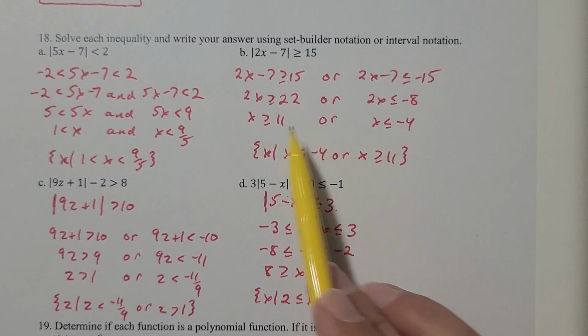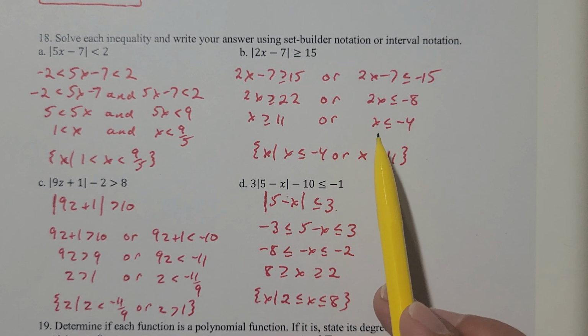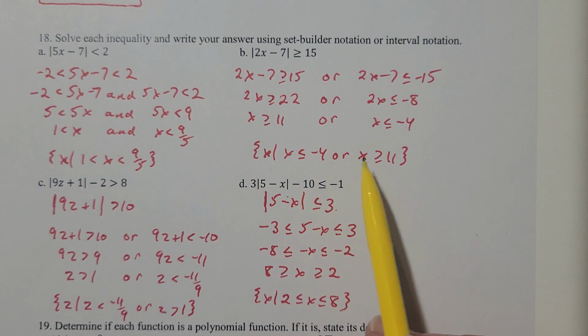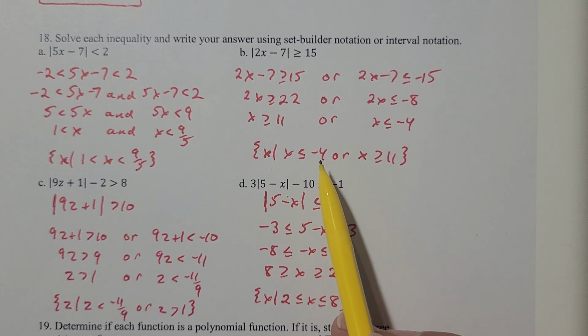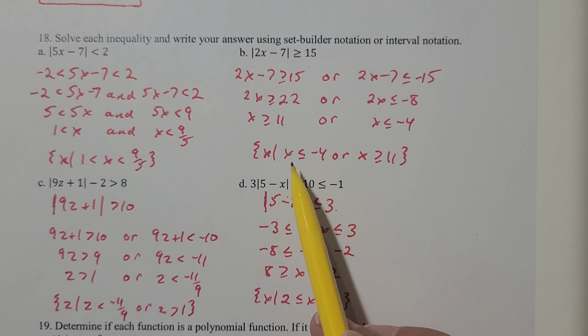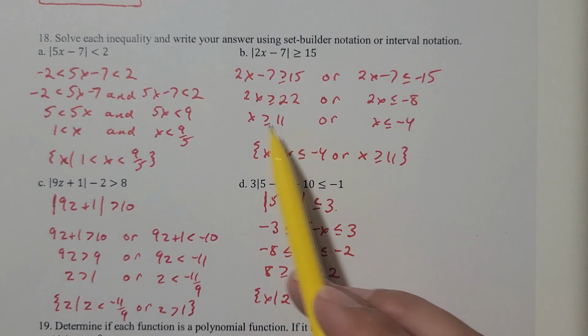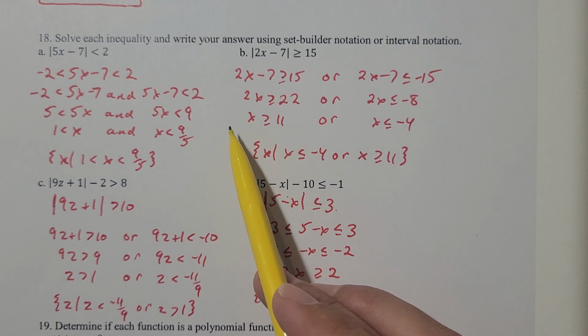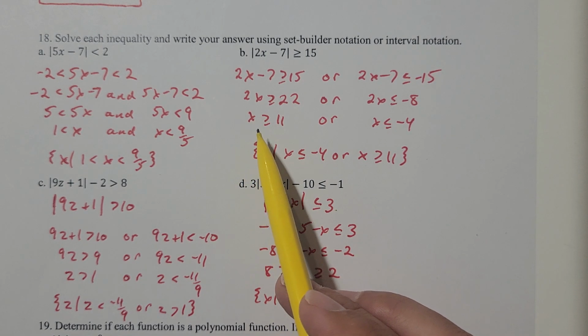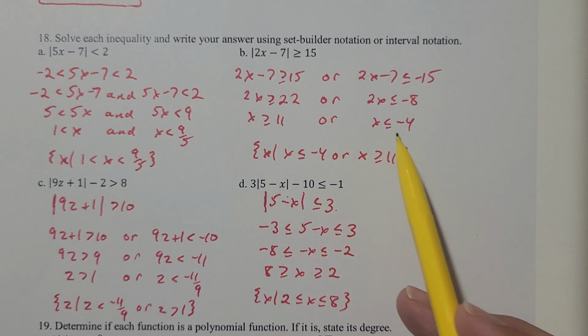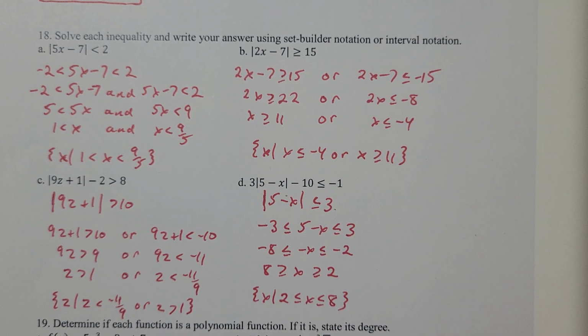Now here I've got those two statements flipped. That's okay, okay? The only reason why I flipped them is because usually when you're reading a mathematical statement, you prefer to see the smaller numbers first and then the bigger numbers second, okay? You'd still be saying the same thing if you had said the set of all x such that x is greater than or equal to 11, or x is less than or equal to -4. That's the same thing.